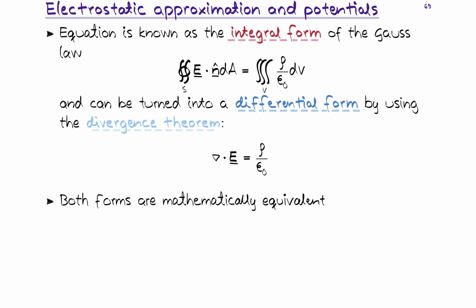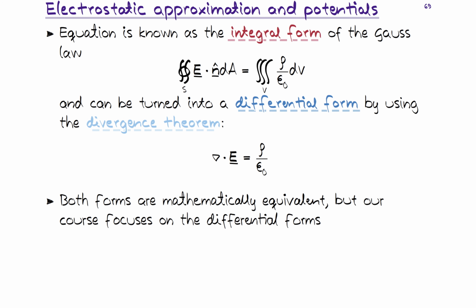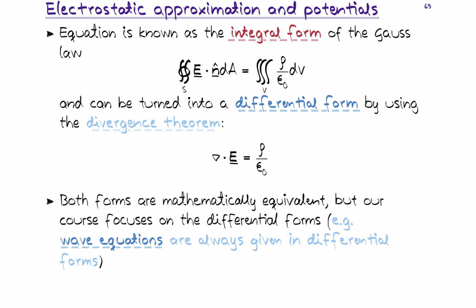So both ways of formulating Gauss's law are mathematically entirely equivalent, but as I already said, we focus on the differential formulation, not to be confused with differential forms, which are mathematically their own kinds of entities. We can more easily form wave equations. And wave equations are basically always given in a differential form. So that's the kind of reasoning we have in this course.